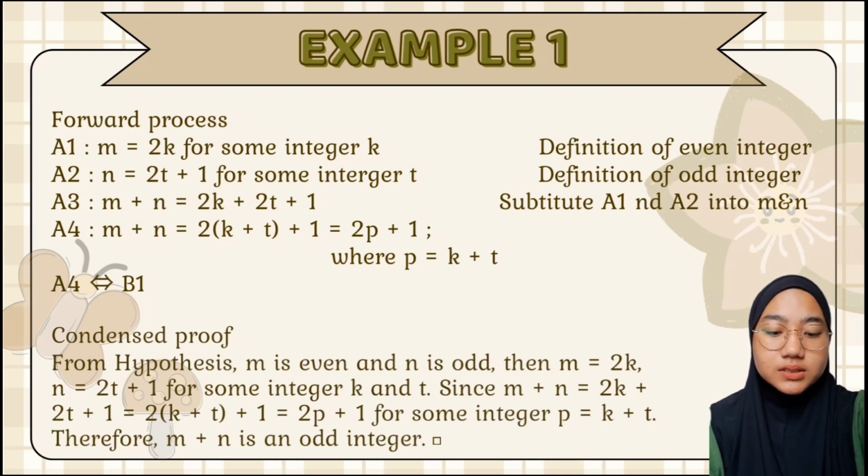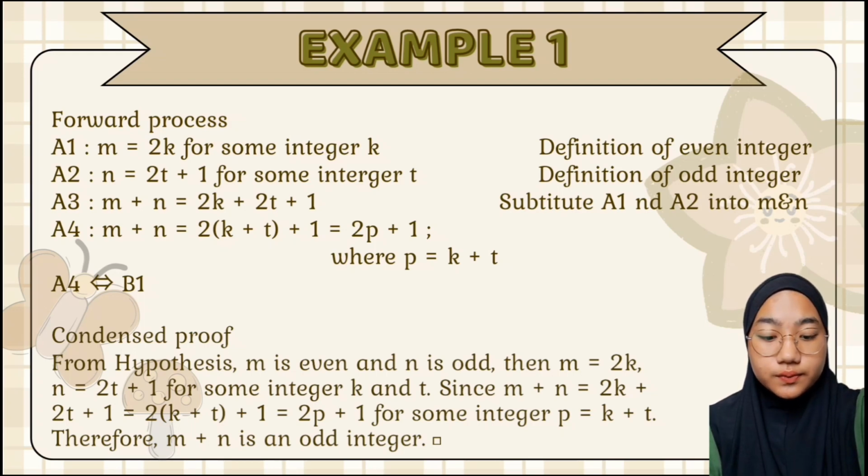And A3, m plus n equal to 2k plus 2t plus 1, because we substitute A1 and A2 into m plus n. And A4, we simplify A3, which is m plus n equal to 2 in bracket k plus t, and plus 1. So we will get 2p plus 1 where p is k plus t, which is equal to the definition of odd integer. So from the A4, we know that A4 is the same as B1.